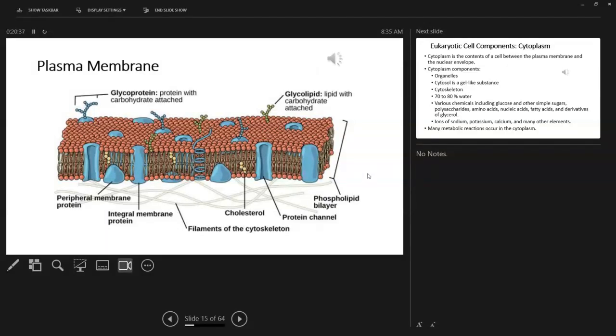Or sugar molecules that we have to have coming into our cells for energy, they can't get through this phospholipid bilayer, but they can come through these channel proteins.